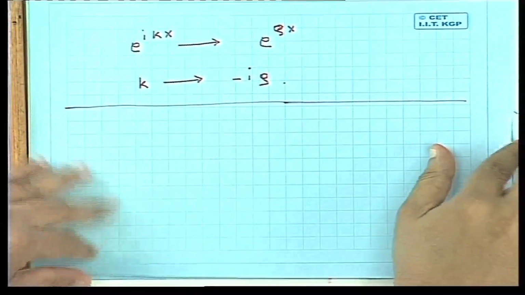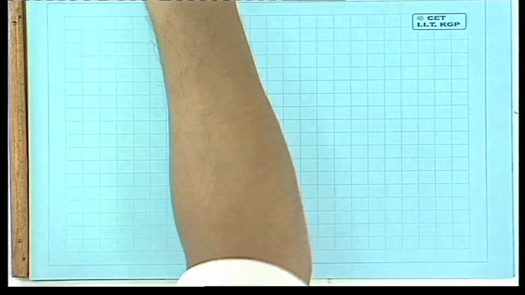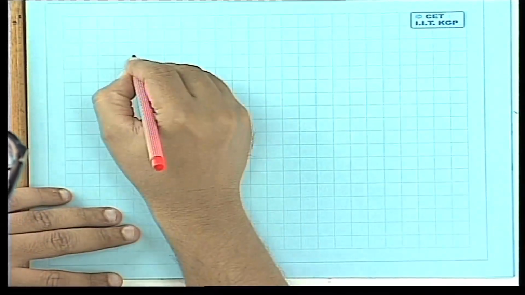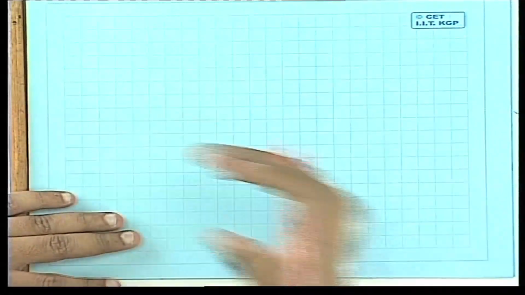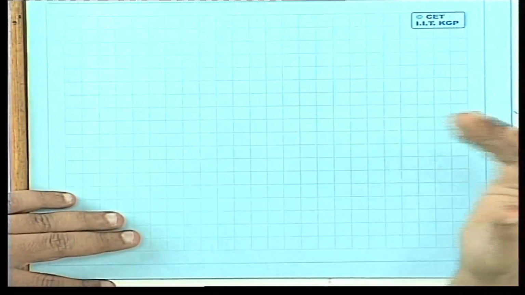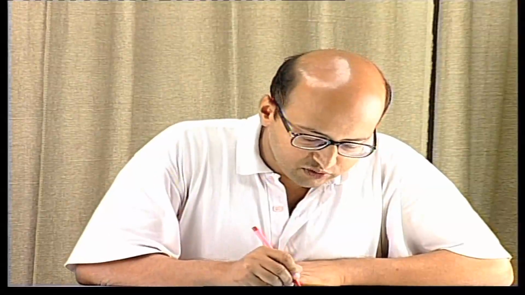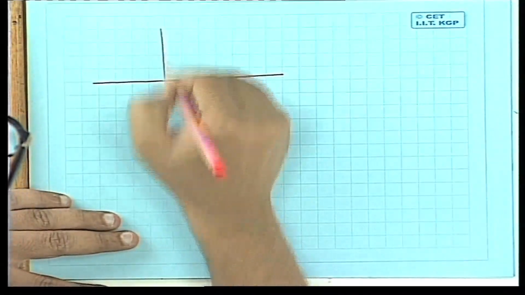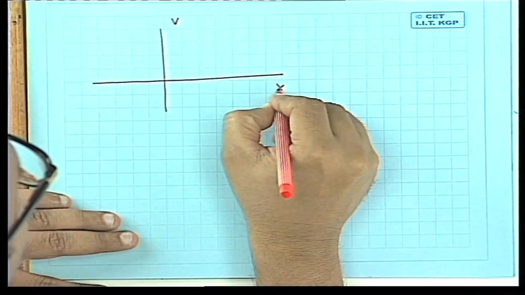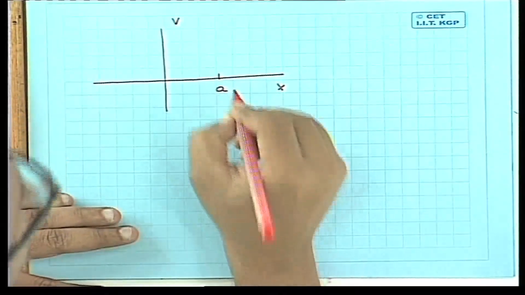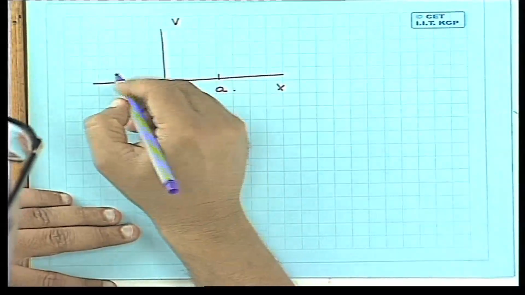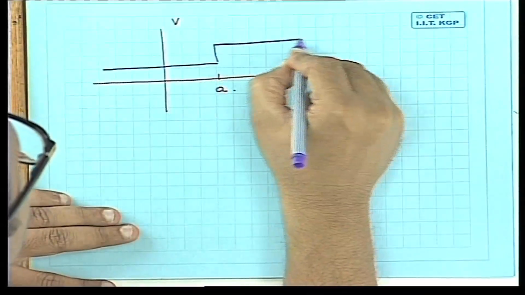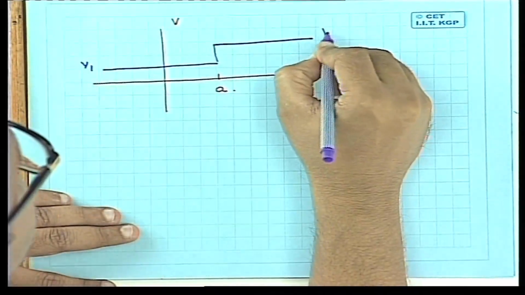Now the situation we want to consider is as follows. We have two regions, region 1 and region 2, and the value of the potential changes abruptly across these two regions. So I have a situation where this is my x-axis, this is the potential V, this is x. At some value of x equal to a, the potential jumps from V1 to V2. So the potential is like this, and the potential suddenly jumps to this. This is V1 and this is V2.